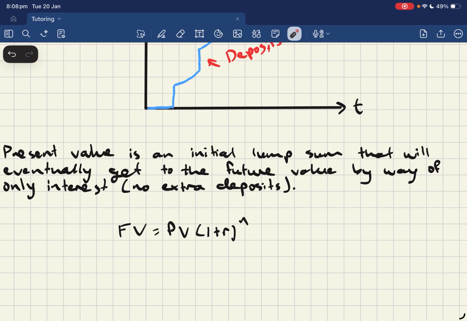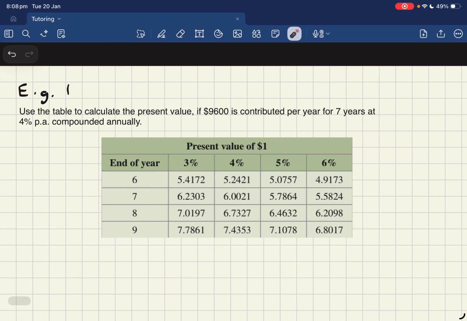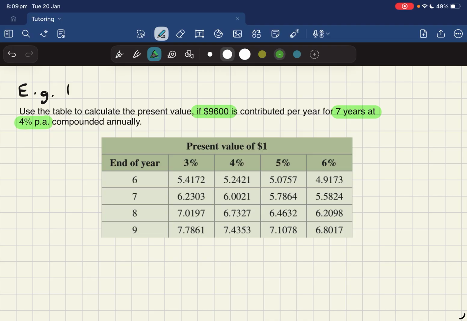The way we actually work through them is the exact same process that we did with our future value tables. We want to determine a time period and rate of interest. We want to find the intersection of the time period and the rate in the table. And then we multiply the number in the intersection by the amount of money contributed. So this example just says to use the table to calculate the present value if $9,600 is contributed per year for 7 years at 4% per annum compounded annually. So we're going to find 7 years and 4%, and we have our intersection right here.